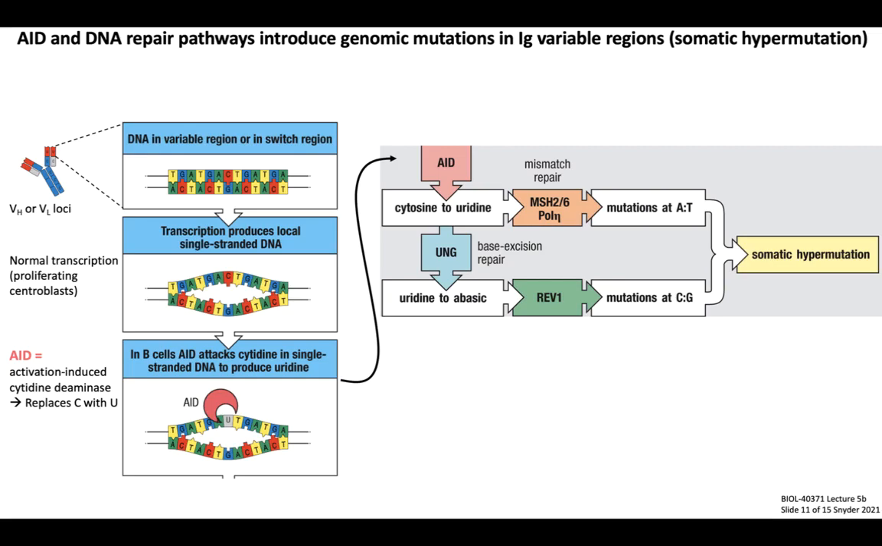Secondly, base excision repair occurs when a base excision repair enzyme called UNG removes uridine to create an abasic or empty site in the DNA. This leads to mutations being introduced at C and G base pairs during DNA replication. So taken together, both forms of DNA repair introduce mutations in the variable heavy and variable light chains of immunoglobulin, and we refer to these as somatic hypermutation.